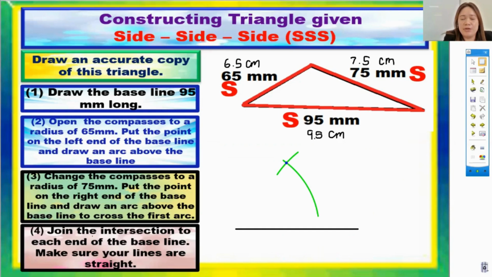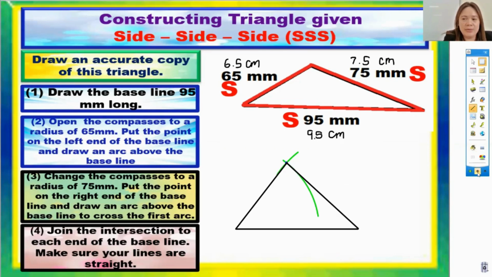And step number 4, very simple and very easy. Use your ruler or any straight edge to join the intersection to each end of the baseline. Make sure that your line is straight. From one end point, I'm going to connect to the intersection of the two arcs. That's one side. And this one here, I'm going to connect the other end point to this intersection. Now I have the third side, so I have completed the triangle.